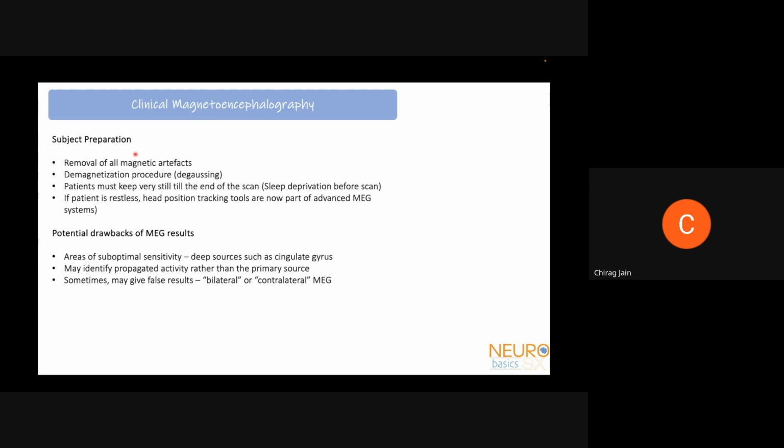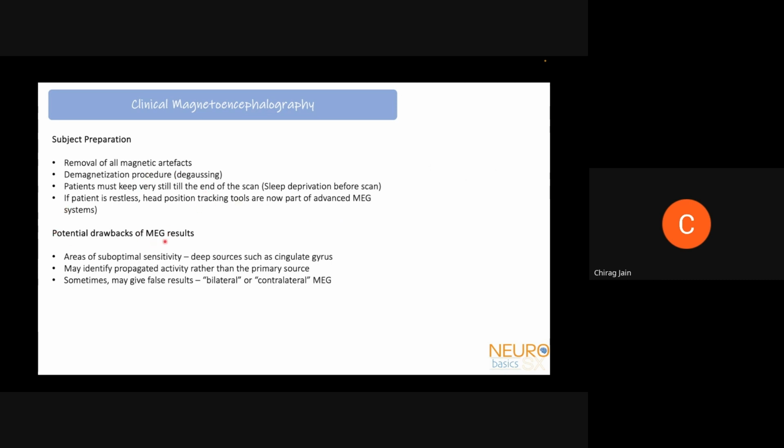So MEG is a little bit of a difficult technique, even with all its advantages. Before a patient goes in for MEG, all magnetic artifacts must be removed, and you might have to do a demagnetization procedure known as degaussing. A patient must keep very still till the end of the scan. They cannot move around, so usually patients are sleep deprived before a scan. If the patient is restless, which a lot of these patients are, advanced MEG systems now have head position tracking tools which will help you with this.